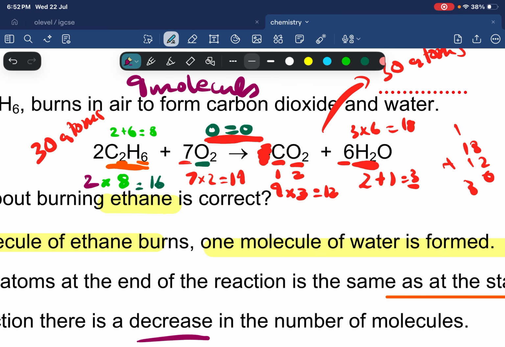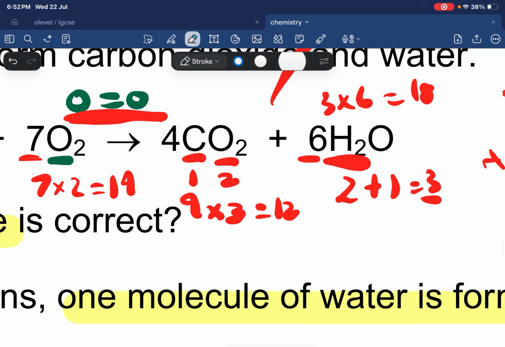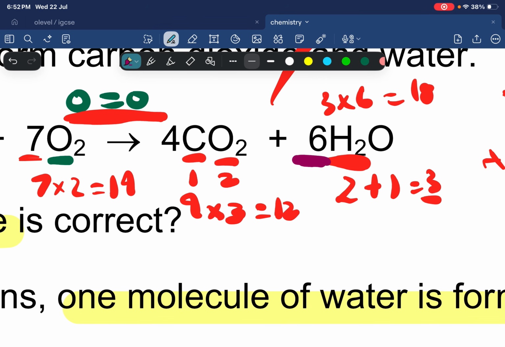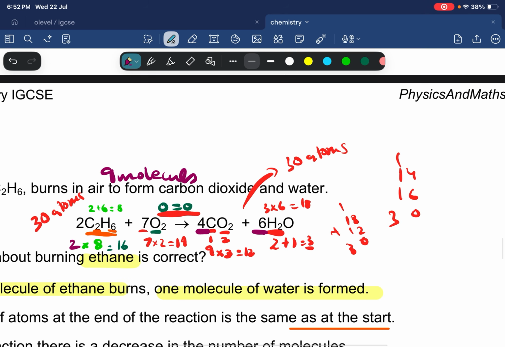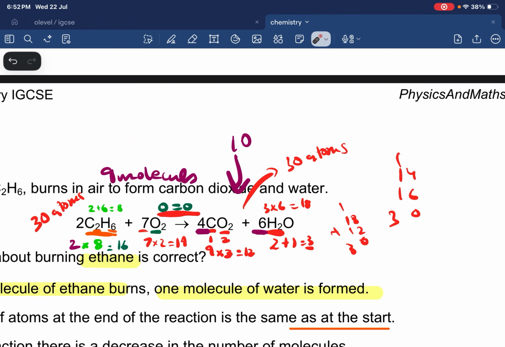And at the end, how many? Let's remove this 4. We have 6 molecules of water and 4 of carbon dioxide. So 6, 7, 8, 9, 10. 10 molecules at the end. We're increasing. Initially, we had 9 molecules. After we've converted the reactants into the products, we have 10 molecules.